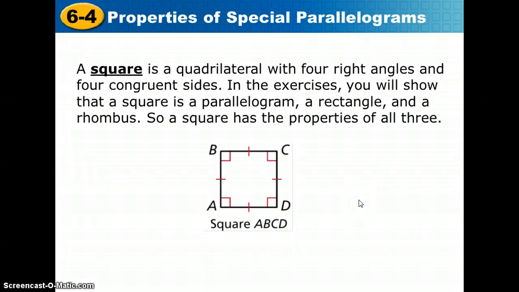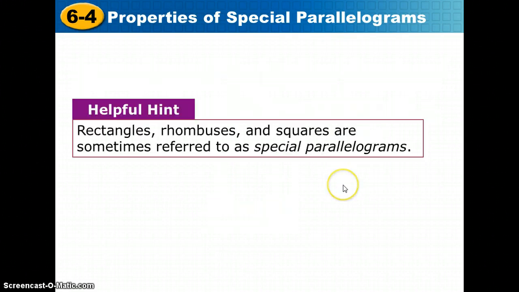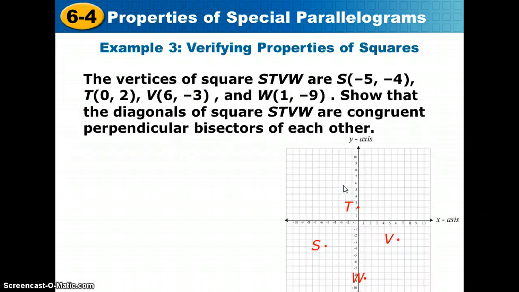Our last type of special quadrilateral is called a square. A square is a quadrilateral with 4 right angles and 4 congruent sides. So it is both a rectangle and a rhombus. So it also has the properties of all. Rectangles, rhombuses, and squares are sometimes referred to as special parallelograms.